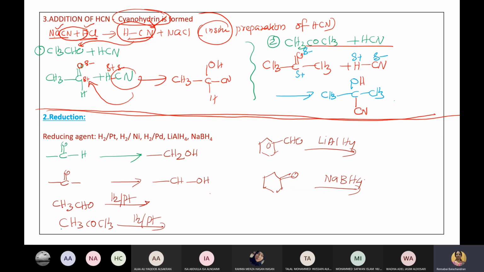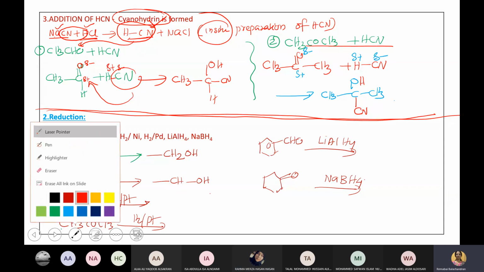I hope you remember primary alcohol on oxidation, you get aldehyde, right? We did this. Primary alcohol on oxidation, you get aldehyde. Secondary alcohol on oxidation, you get ketone. You remember? Okay. So now it's opposite. Opposite of this. Aldehyde on reduction, you will get primary alcohol. Ketone on reduction, you get secondary alcohol. So it's just opposite. Okay.